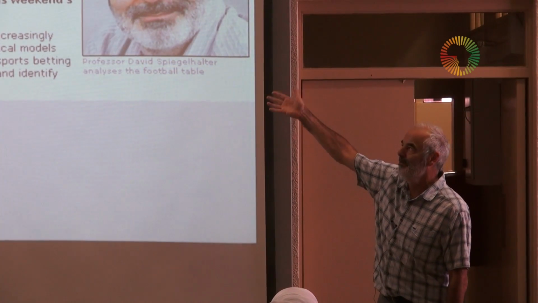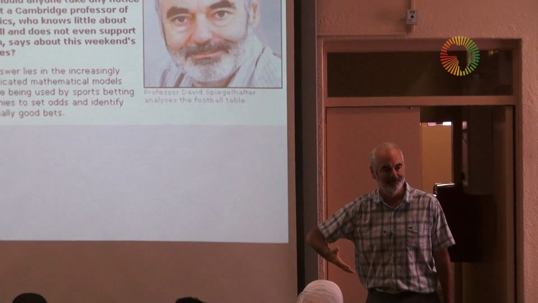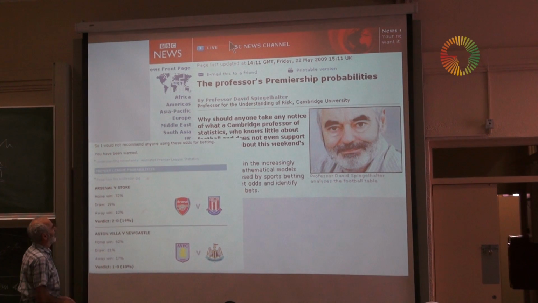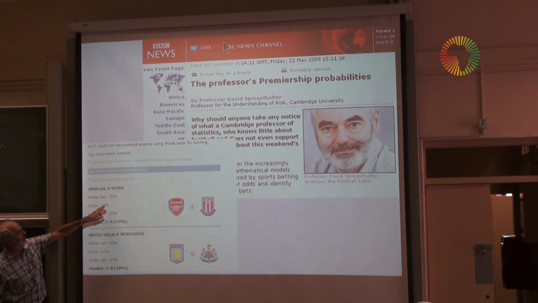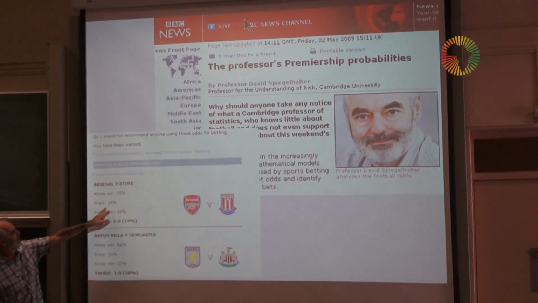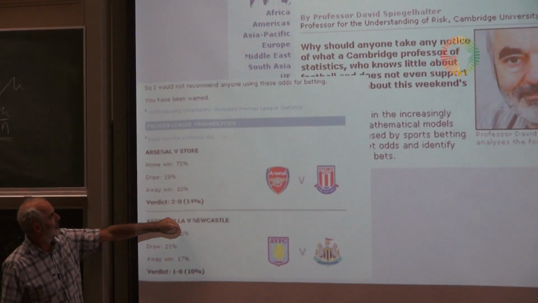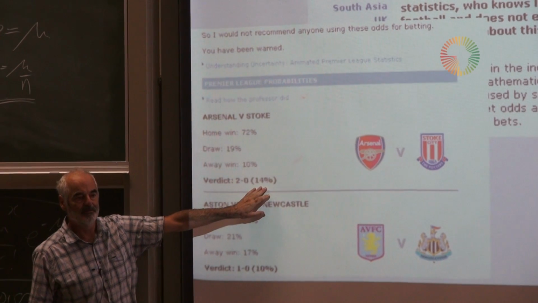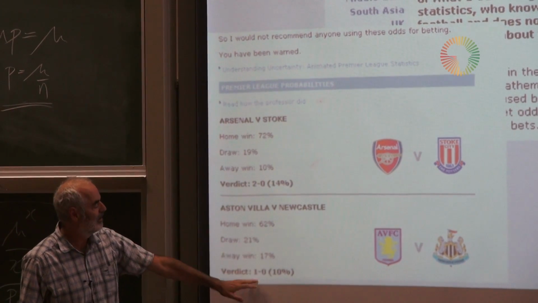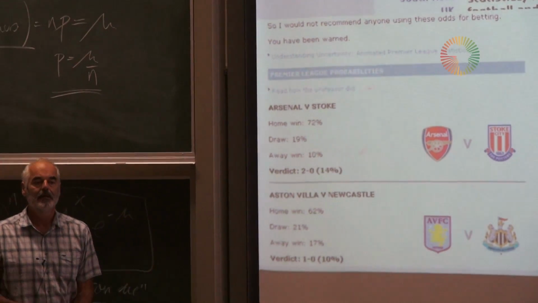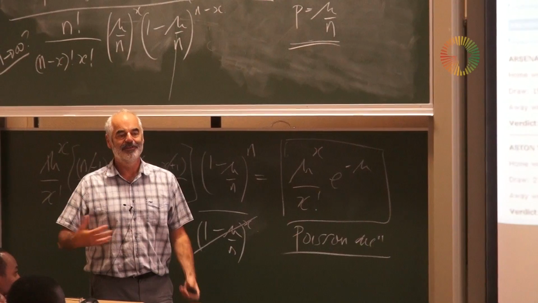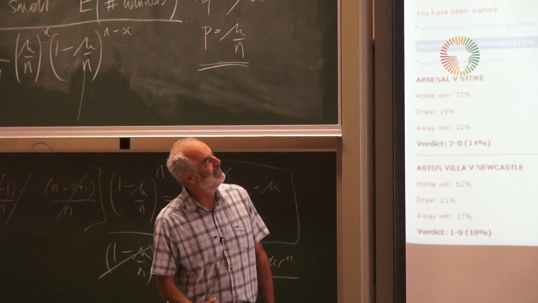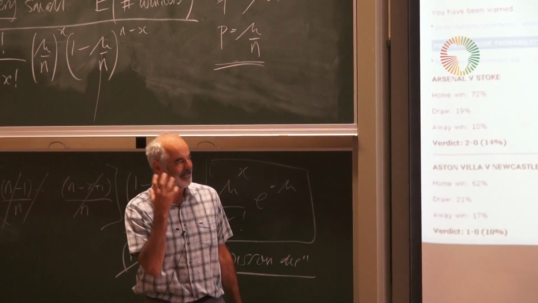Now, I was on the BBC making these predictions. I had to do these predictions. And so, for example, one of the games was Arsenal versus Stoke, and I produced these probabilities that there was a 72% chance of a home win, 19% chance of a draw, 10% chance of an away win, and the most likely result was 2-0 for Arsenal against Stoke, with a 14% chance. So I went through all the matches, producing what was the most likely outcome, and then had to wait for the results to happen. This was terrifying. So, 2009, 3 years ago, I had to sit and do this.